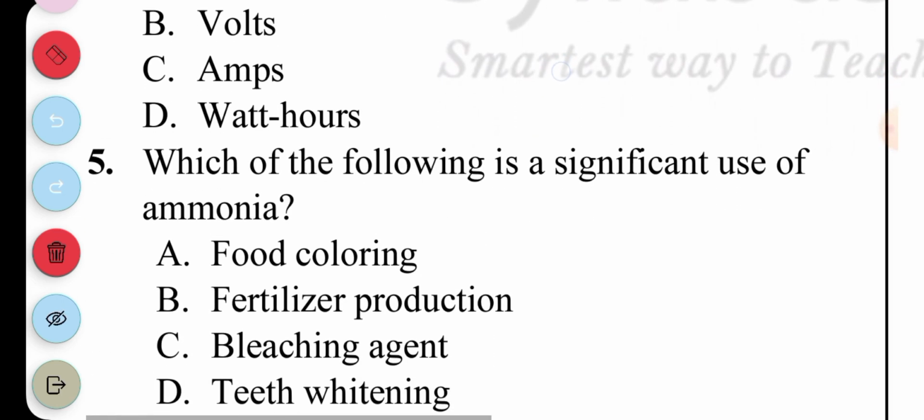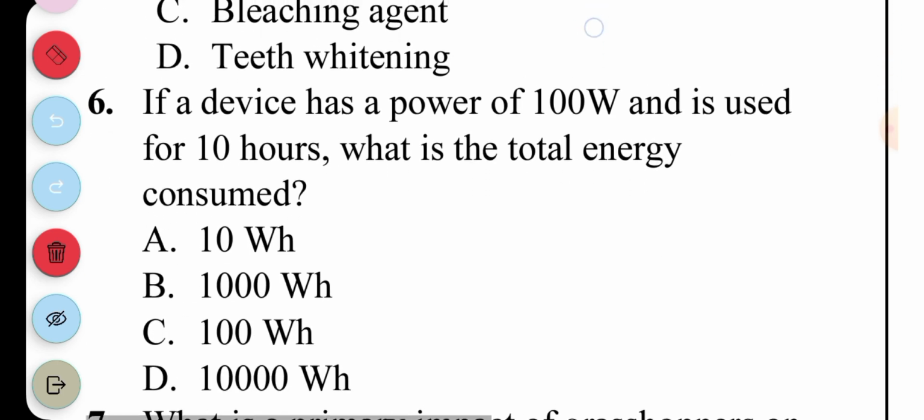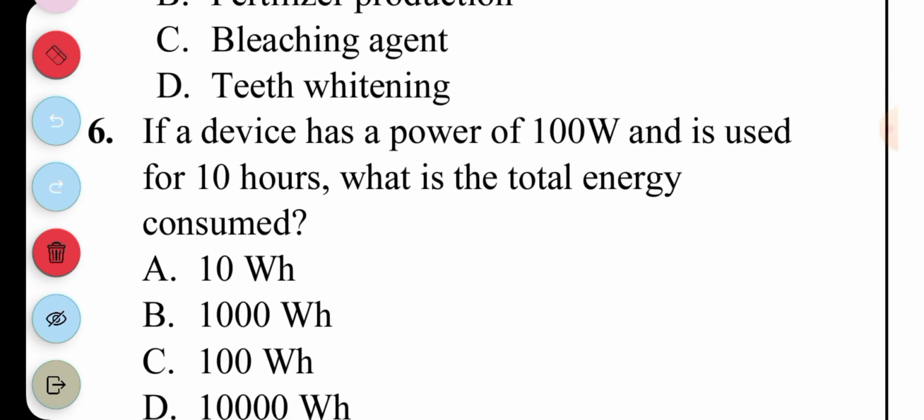Question 5: which of the following is a significant use of ammonia? A, food coloring. B, fertilizer production. C, bleaching agent. D, teeth whitening. The answer to this is B, fertilizer production. Question 6: if a device has a power of 100 watts and is used for 10 hours, what's the total energy consumed? The same thing we saw: 100 watts, 10 hours, 100 times 10, we are going to have 1000 watt hours. So the answer is B.